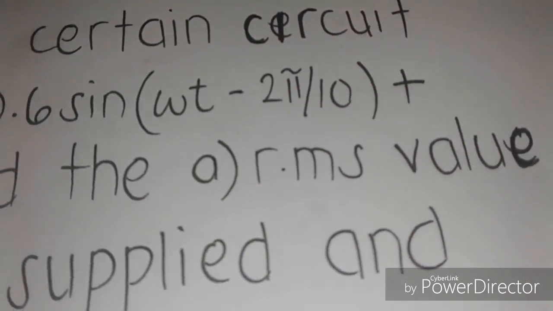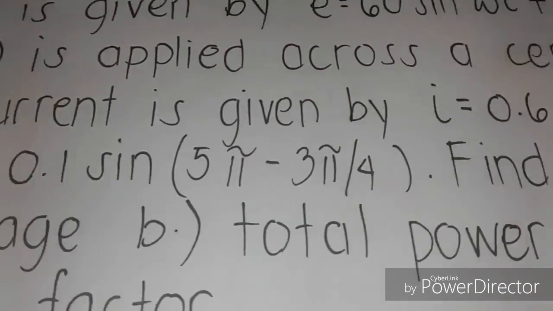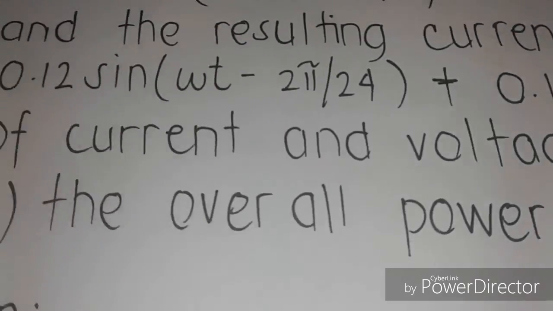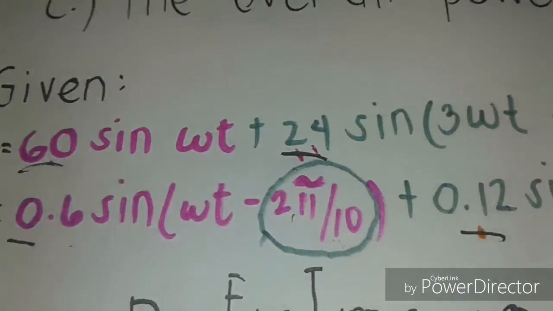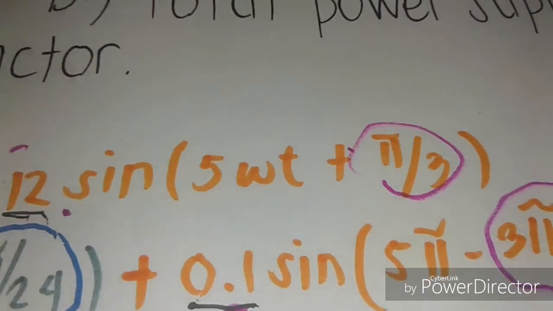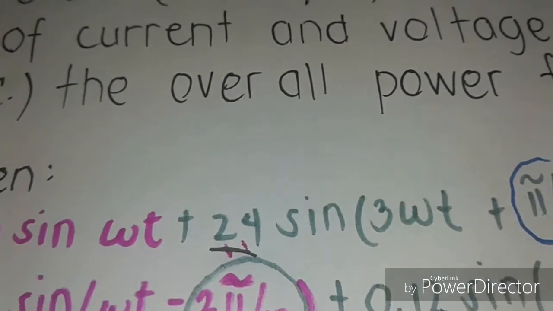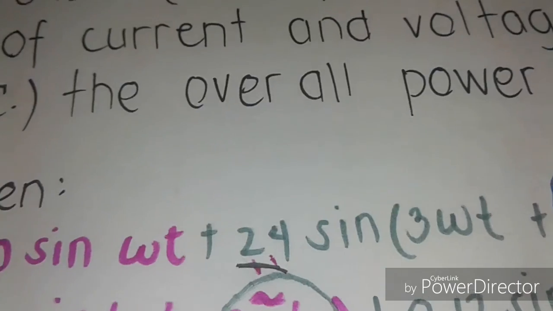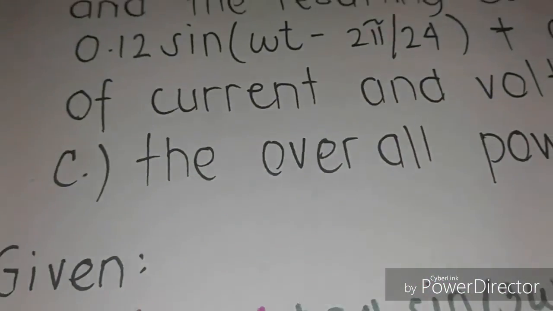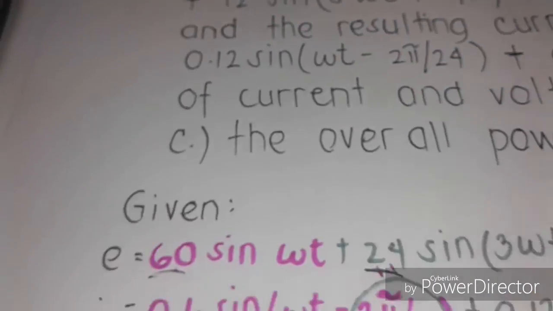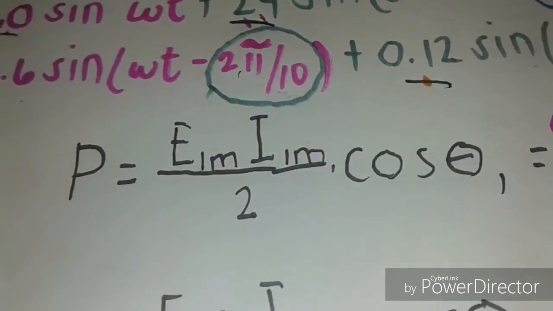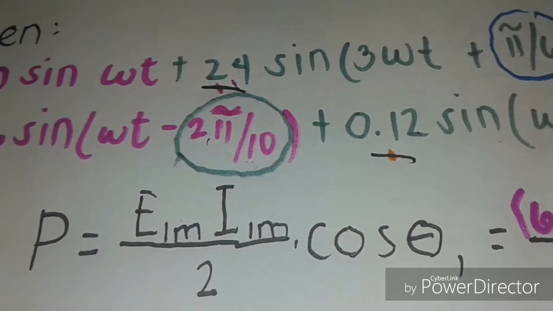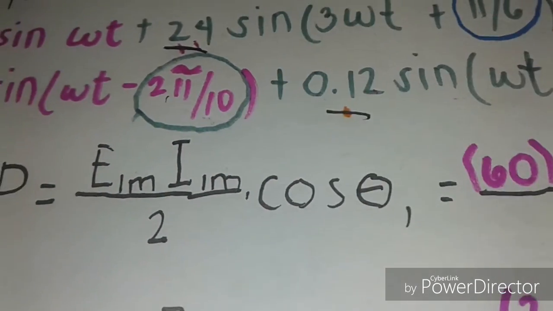So we have to find A, the RMS value of the current and voltage, B, the total power supplied, and C, the overall power factor. So first, we have to list down all the given from voltage and current here. In such problems where harmonics are involved, it is best to deal with harmonics separately. By the way, this is an odd harmonic, so first, third, fifth, seventh, and so on. Then we proceed to the formula for the power, which is voltage E sub 1m times current I sub 1m over 2 times cosine theta sub 1.